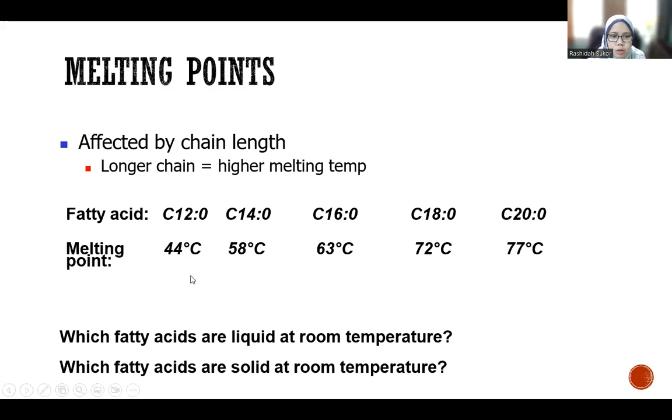Tengok dia punya melting point tu. And room temperature normally kita pakai yang 28. Depends on where you are. Normally for Malaysia we use 28 lah for our room temperature. If you are in the temperate countries, like in the States, you will normally use about 22 degrees C. But now our room temperature is what, about 30, 32 kan? Sekarang panas kan?